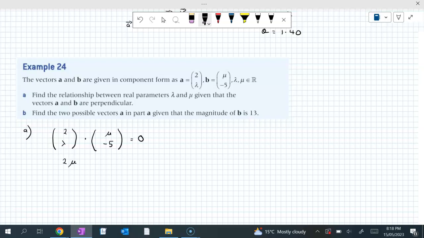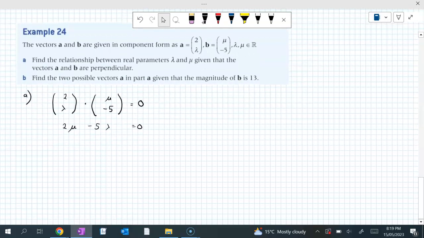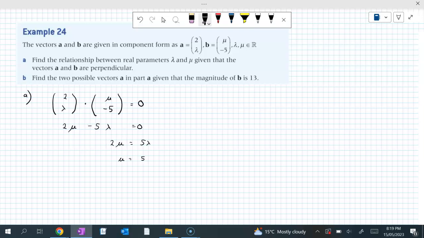So we've got 2 mu take 5 lambda equals 0. Now they want the relationship between lambda and mu given that they're perpendicular. Well, we've got a relationship. I mean, where do they want us to stop? Well, it's a bit ambiguous. We could say that or that. I don't know, it really depends on what we need in the second part. So we'll just leave it like that for the moment.